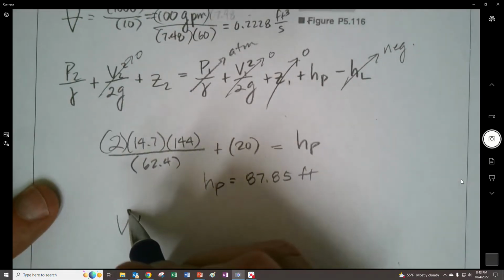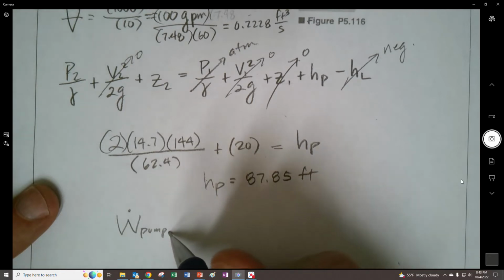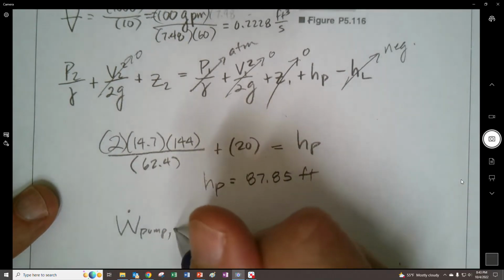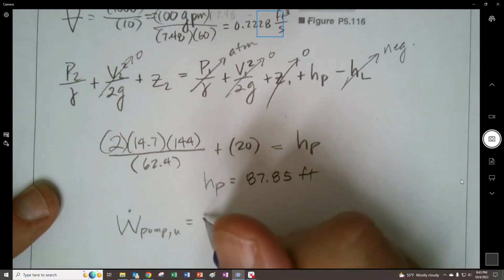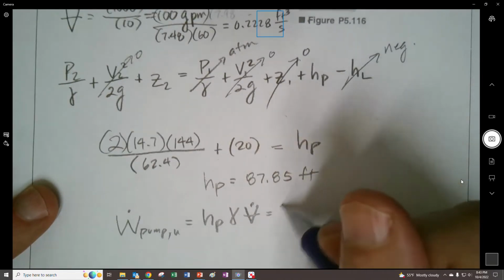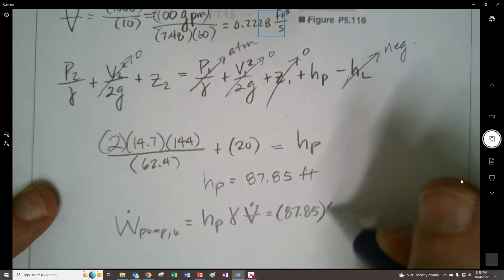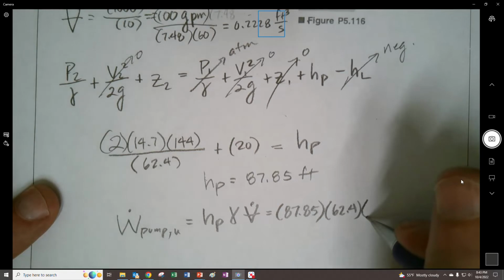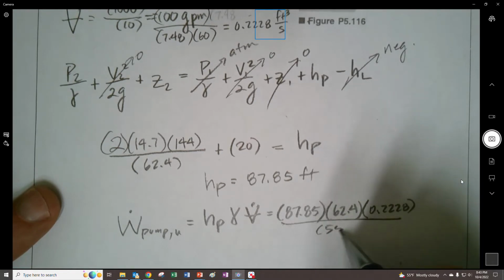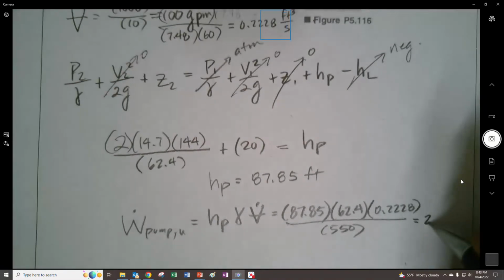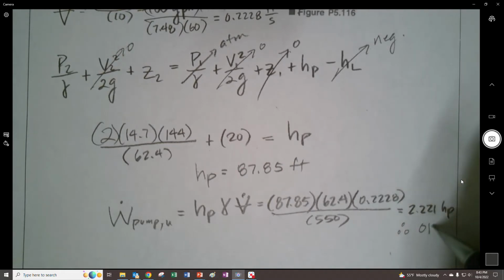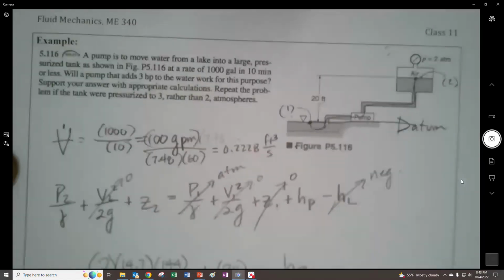And so the pump power required in order to do this, the useful power, that's what they had right here, is going to be Hp times gamma times the volumetric flow rate. So 87.85 times 62.4 times 0.2228, divided by 550, and we're left with 2.221 horsepower. Therefore, we're okay, because we were asked as part of the question, will a 3 horsepower pump do it?